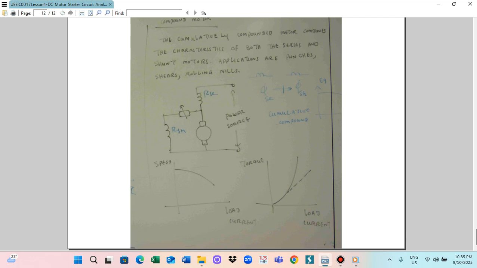This means the series winding direction and the shunt winding direction are the same. The series winding goes clockwise, and the shunt also goes clockwise, so the two fluxes combine. So this is cumulative compound. Another compound will be the differential compound.